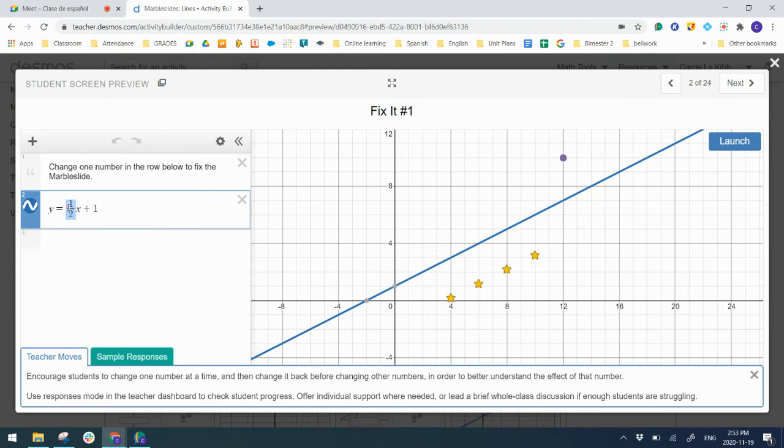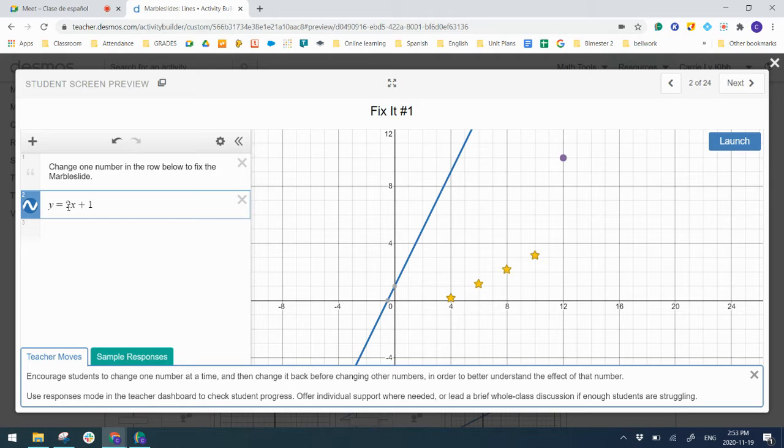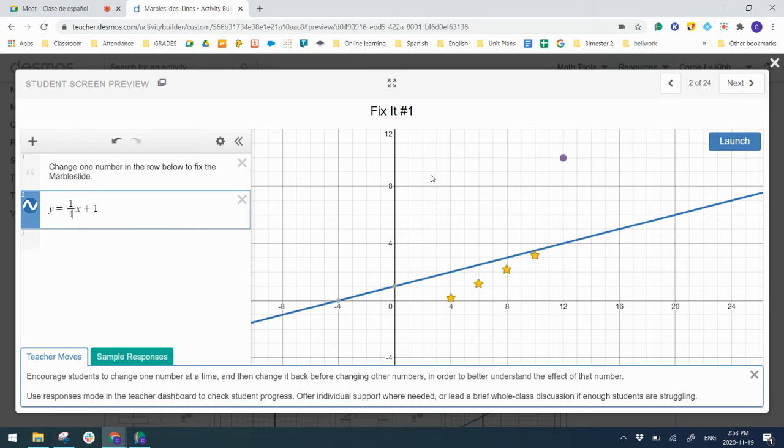So let's start by changing the slope. Well, that didn't help us. That just made it all worse. Maybe if I make a smaller fraction. Well, I mean, I can almost get that 1, but if I keep going like this, I'm never going to be able to get them all.